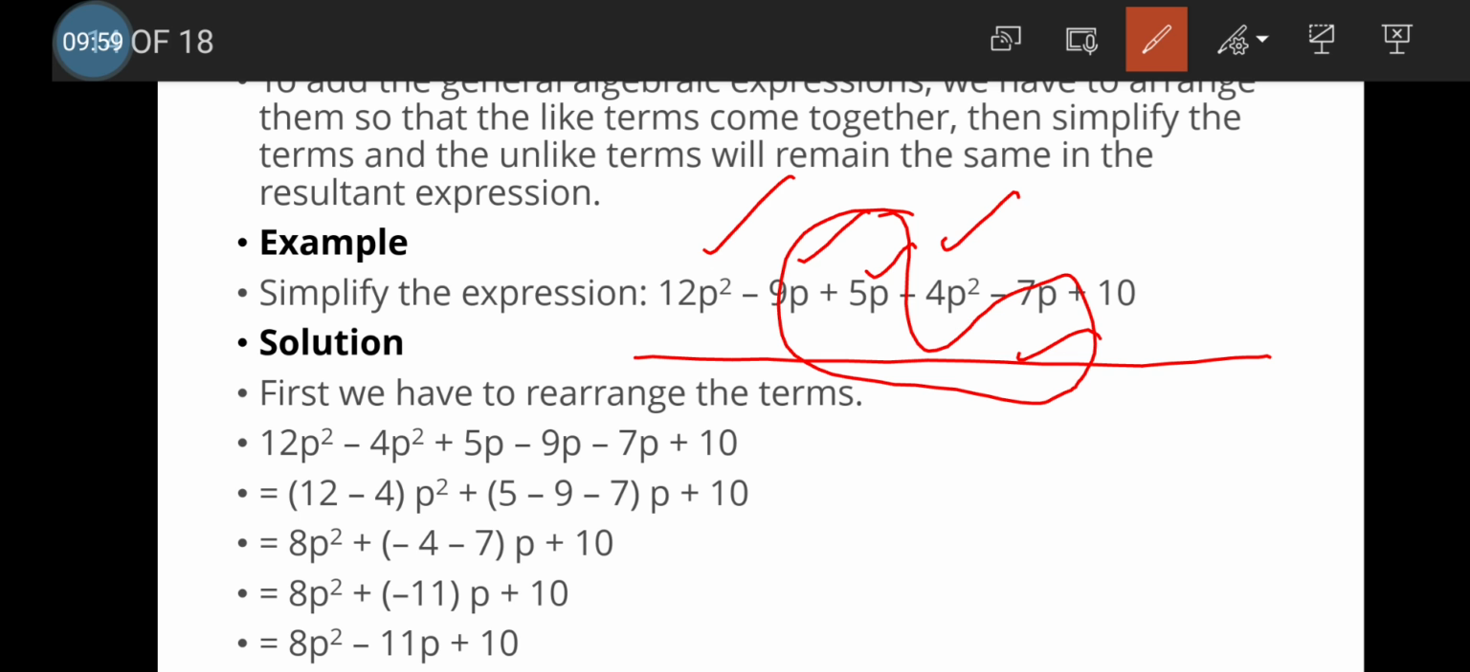So 12p square minus 4p square. So p square it is like term. So 12 minus 4, it is 8p square you will get. Same way p, it is the like terms. So p you take it out common and the numbers alone you add or subtract accordingly. So according to that you will get the result. So this constant is alone. You don't have any other constant. So you keep as such. You need not do anything with the constant. Keep that as such only.